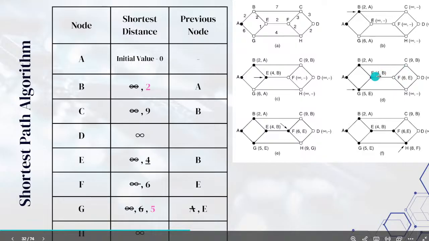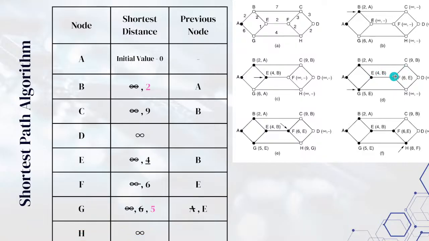Now, what is the next immediate node for me? That is F. E to F is 2, and the value of E is 4. So 4 plus 2 is 6. Here also I wrote 6, and the previous node is E. So up to this portion, I have visited A, B and E.